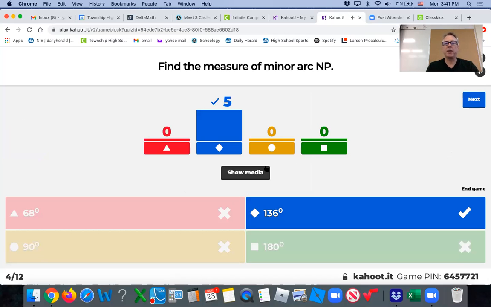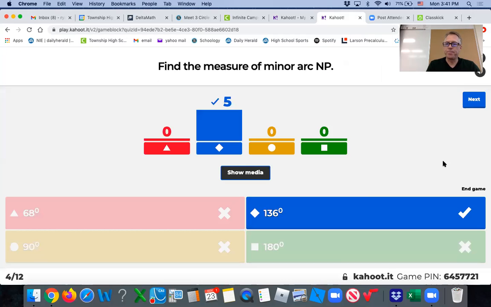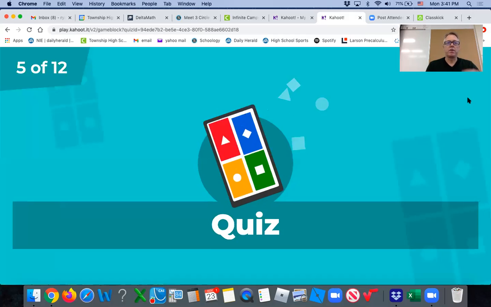Oh, excellent job, guys. There you go. So looks like you guys have learned. But this angle is half the intercepted arc. So the intercepted arc is twice 68. All right, you guys are good.